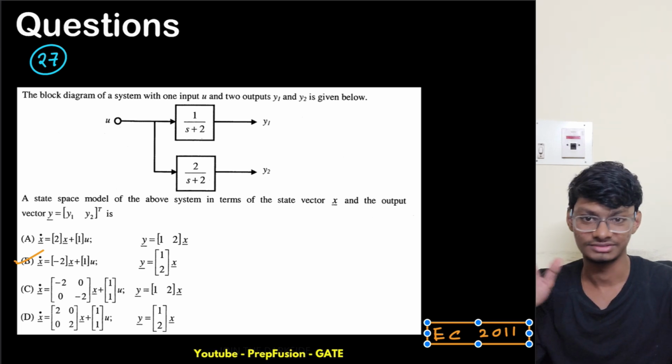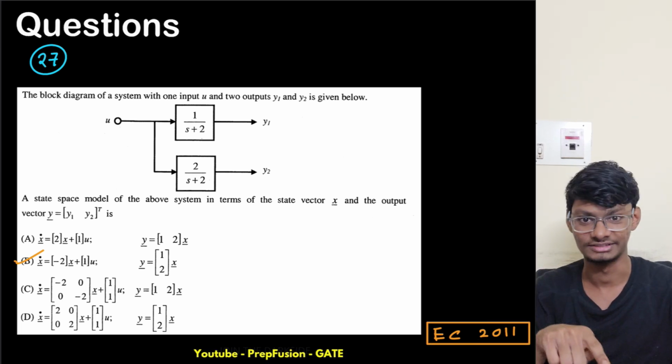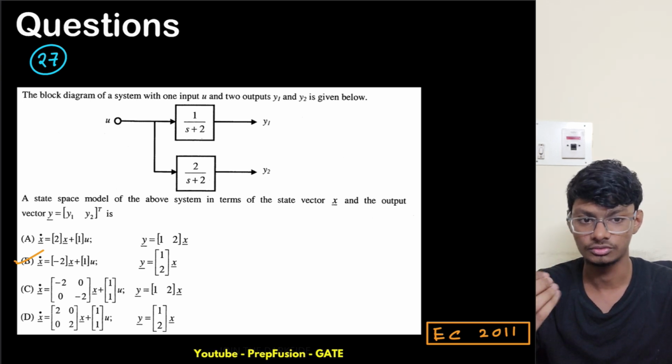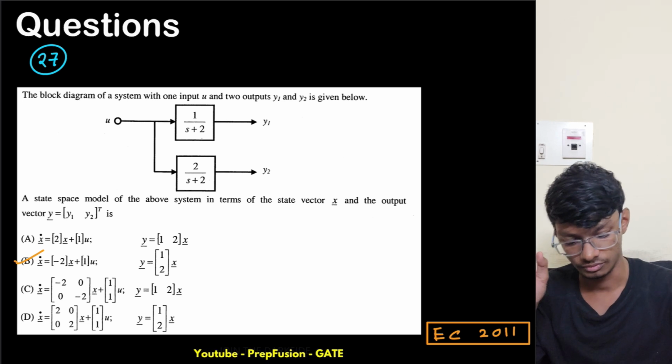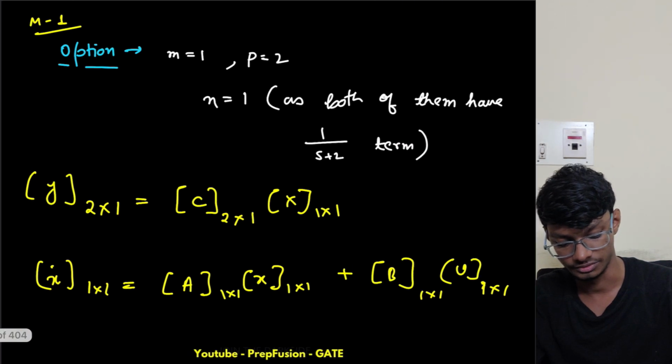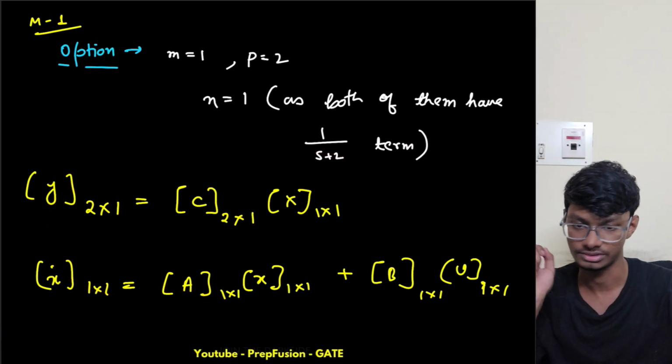So in GATE, you don't argue with me, you solve it like this only, because this will save you time. As I was explaining it to you, that's why it took me time: finding the order, then assuming x as a state variable here, finding p, m and n, and writing the equation. All this took me time, but you will solve this in seconds.